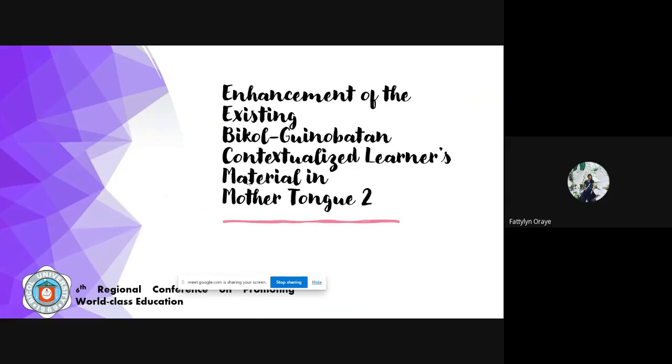I am Miss Fattylyn Oraye, Teacher 3 of Dona Mercedes Elementary School. Today I will be presenting my paper entitled Enhancement of the Existing Bikol Guinobatan Contextualized Learner's Material in Mother Tongue 2.